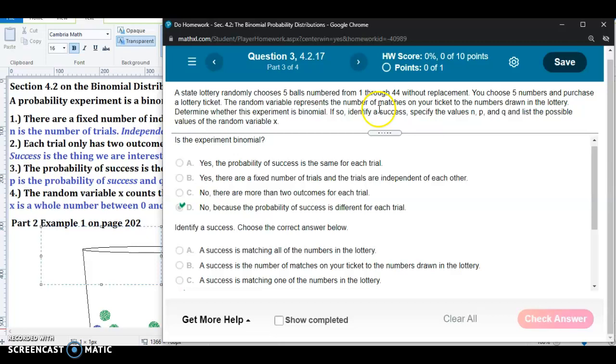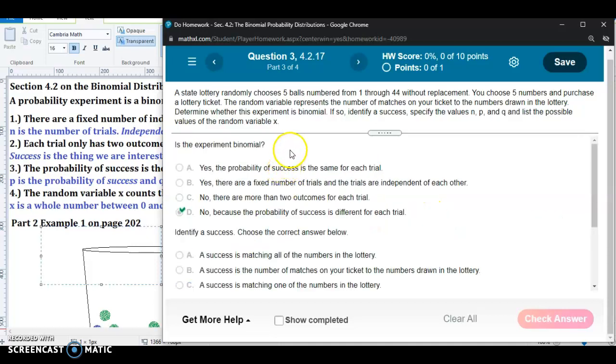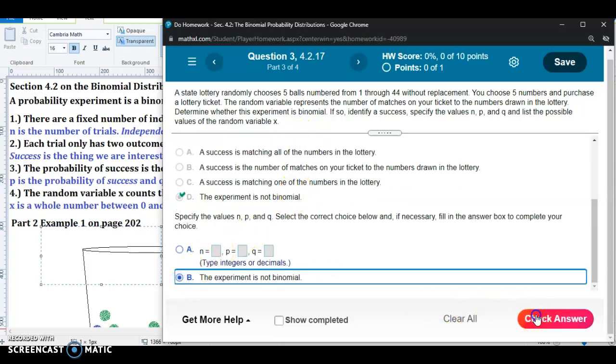The reason that this is not a binomial experiment is because when you select your numbers 1 through 44, you cannot select a number twice. Once you select a number, you cross it off, and select your next number. So the probability of matching a number changes as you select a number. Lastly, specify the values of n, p, and q. Clearly this is not a binomial experiment, so we're going to select answer choice B.